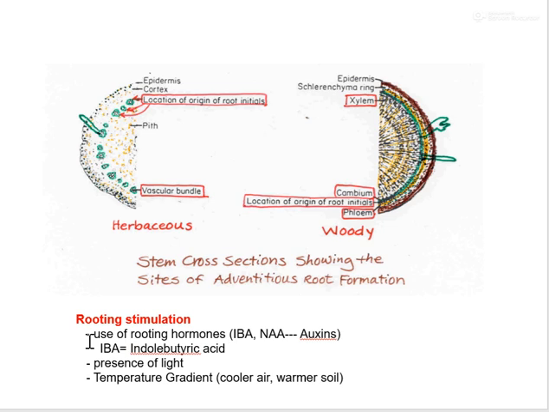Then there should be the presence of light for fast root initiation or stimulation, and definitely soil temperature. We need good soil temperature, or cooler air and warmer soil, for good root development or root initiation in the cutting, on which the success of the cutting depends.